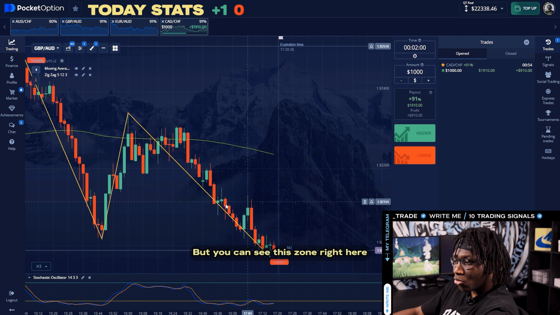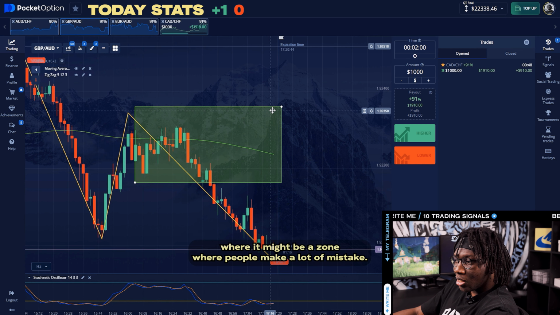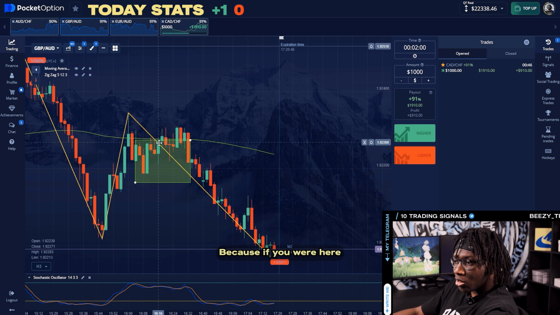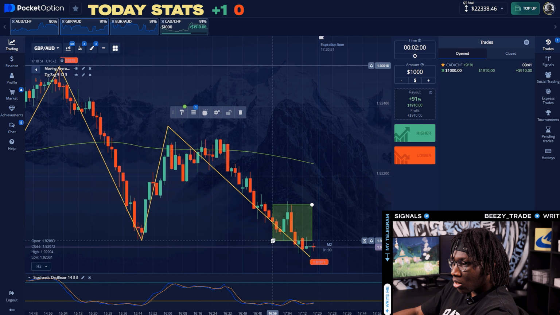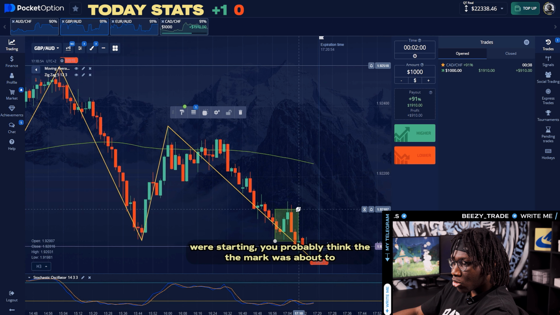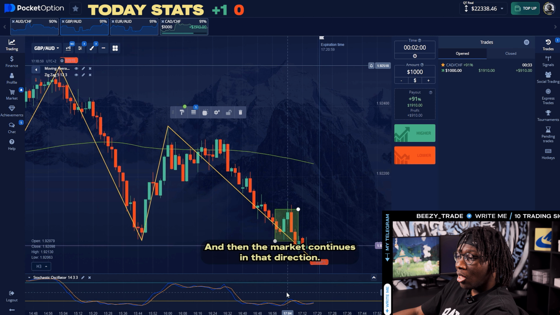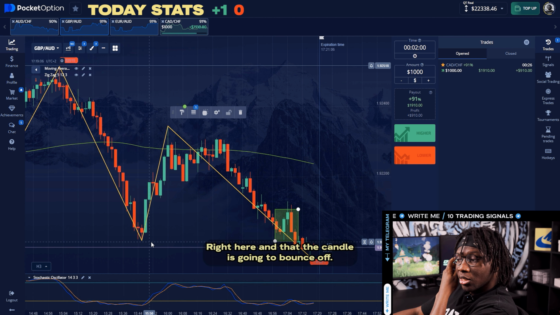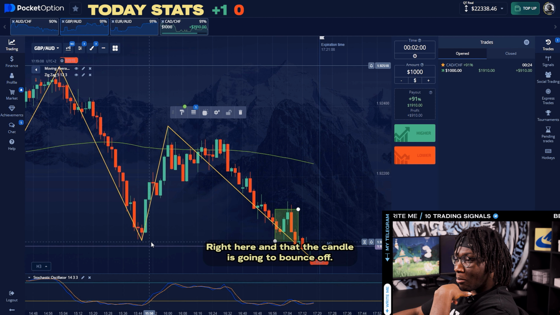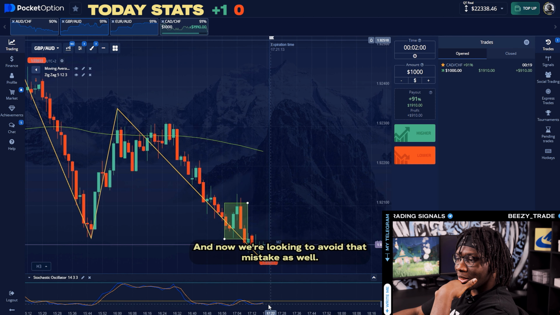But you can see this zone right here, where people might make a lot of mistakes. Because if you were here in this zone, right when these first two candles were starting, you probably think that the market is about to pull upwards, right? And then the market continues in that direction. And you might be fooled because you're thinking that this is support right here and that the candle was going to bounce off of it. That would be a terrible mistake. And now we're looking to avoid that mistake as well.